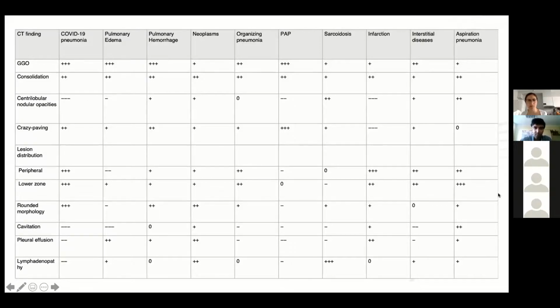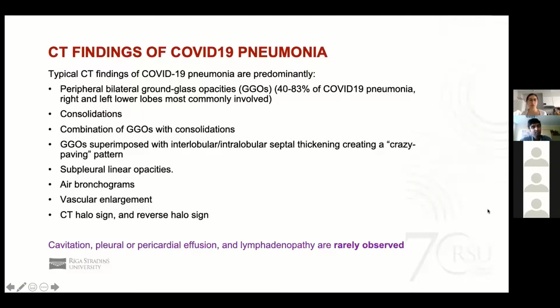Yes, I will go through it in more detail about COVID-19 pneumonia, and these typical findings are mostly peripheral bilateral ground glass opacity, which is a common finding in 40 to 83% of COVID-19 pneumonia patients. Right and left lower lobes are the most commonly involved. And as I said, consolidation, and also ground glass opacities combined with consolidation. And these ground glass opacities are combined with interlobular or intralobular septal thickening, creating this crazy paving pattern.